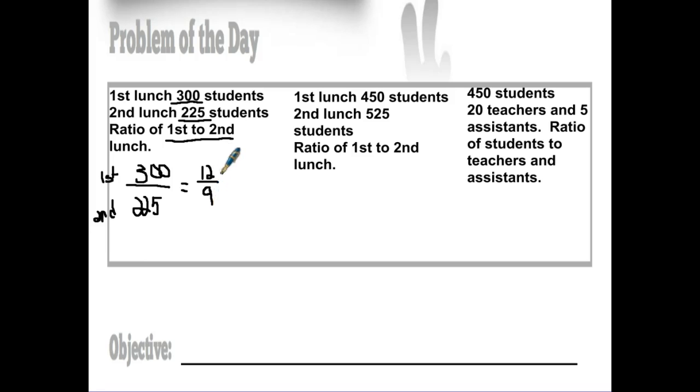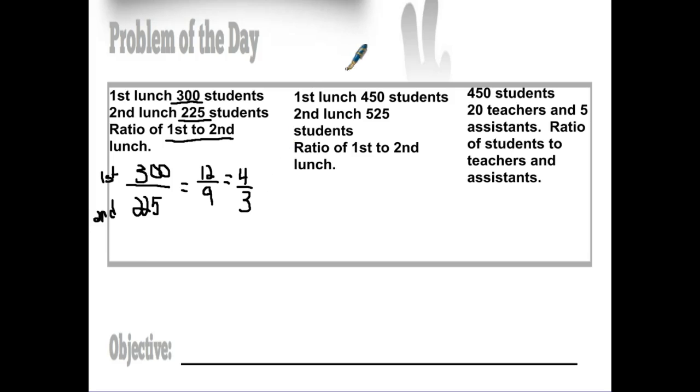So now I'm going to look at 12 and 9. Is that lowest terms? No, I can reduce using 3. 3 goes into 12 4 times. 3 goes into 9 3 times. And now I'm looking at 4 to 3. There's nothing that goes into 4 and 3 evenly. So my ratio is in lowest terms.